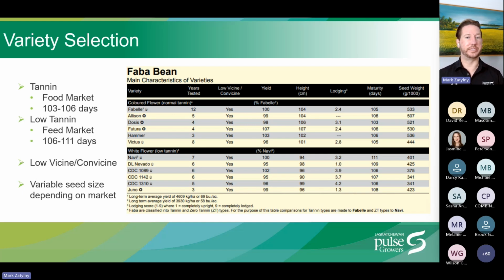60% of the faba beans grown in Saskatchewan are the low tannin type, which goes primarily to the feed market for various different livestock. And then there is the tannin variety that can be utilized more in the food market, and various other aspects.